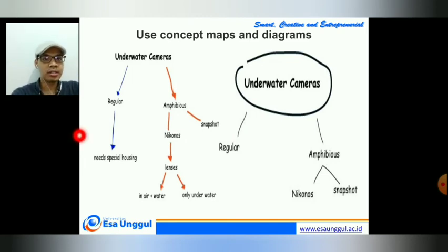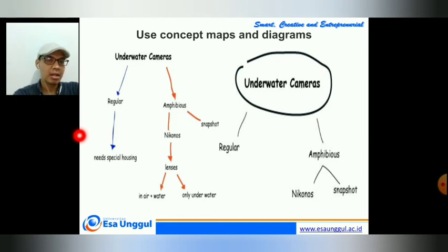This is the illustration. You may use concept maps and also diagrams. On the left screen, you may see the topic is about underwater cameras. It may be divided into two categories: regular and amphibious. If it is regular, it may need special housing. If it is amphibious, it can be divided into two categories: snapshot, and lens in air plus water, and also only underwater.